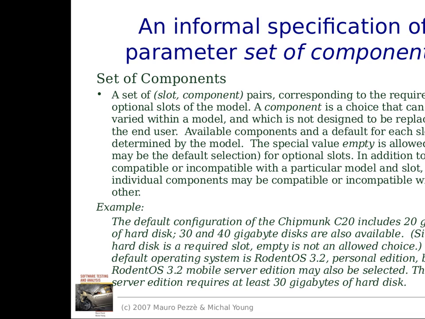And then they go into another example of what a slot may be. Default configuration is 20 gigabytes, although you can choose 30 or 40. Since the hard disk is required, an empty slot is not an allowed choice for the hard disk. And the default OS, they just came up with Rodin OS 3.2 Personal Edition, but there might be a mobile server edition as well. And the mobile requires 30 gigs.